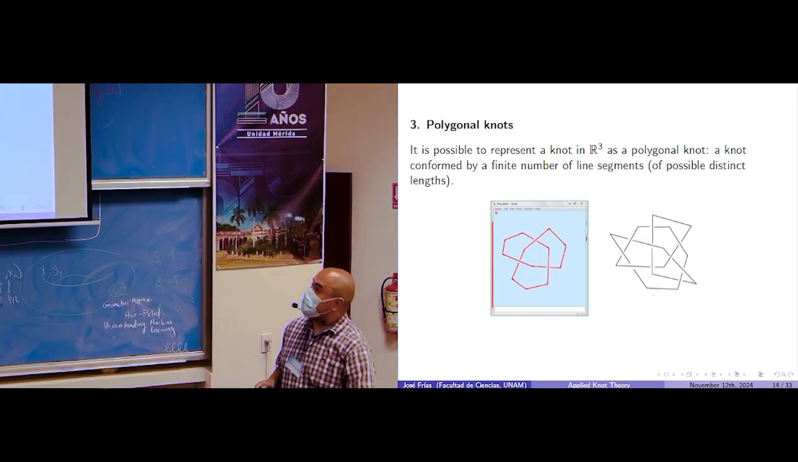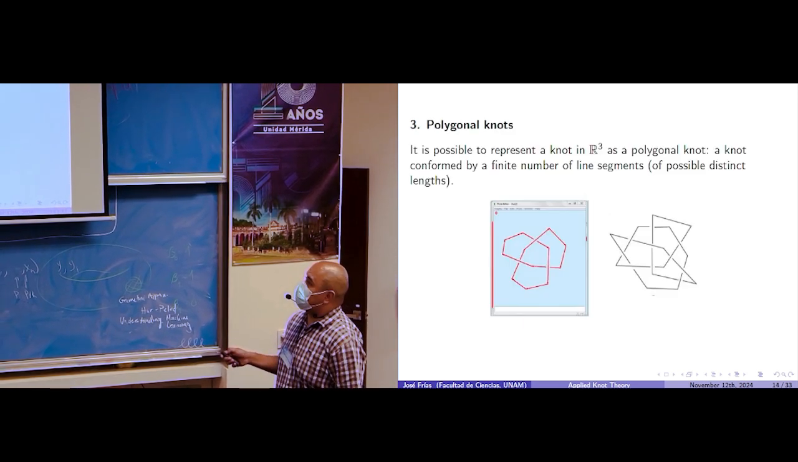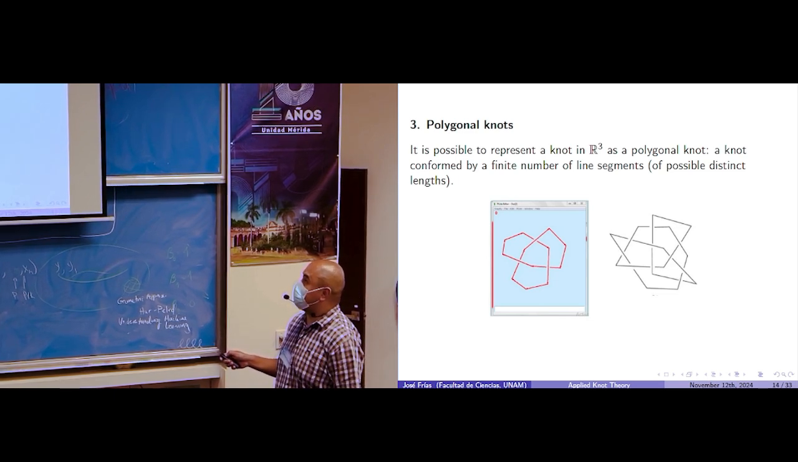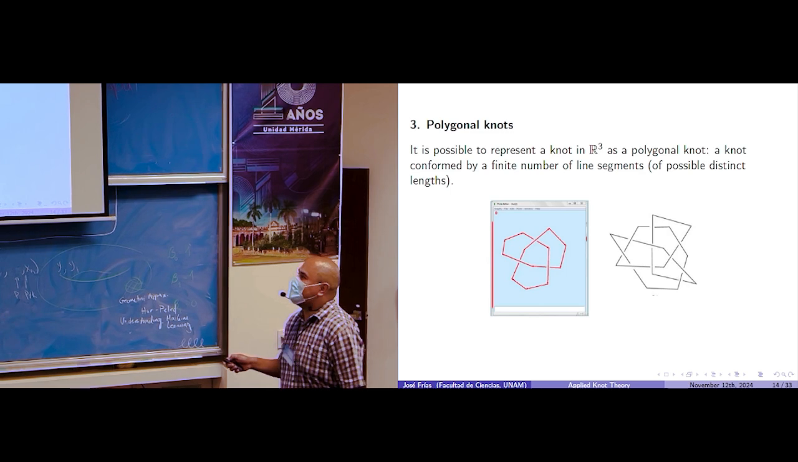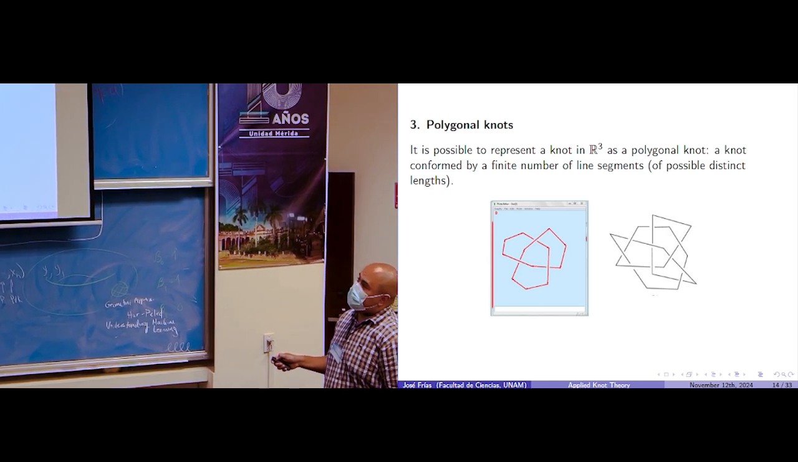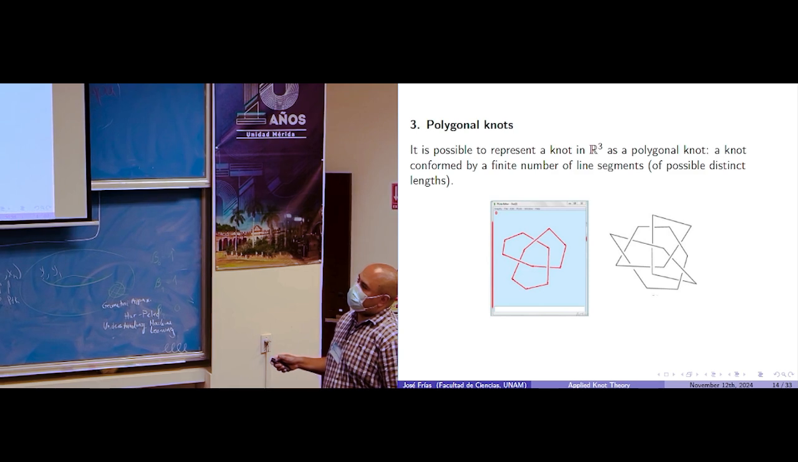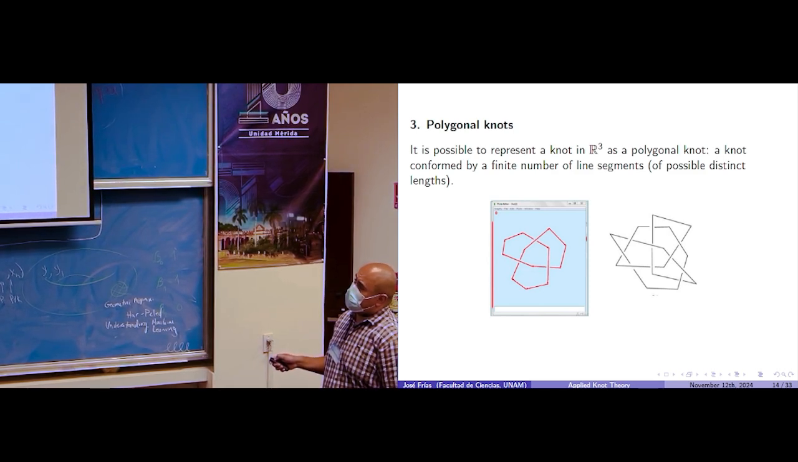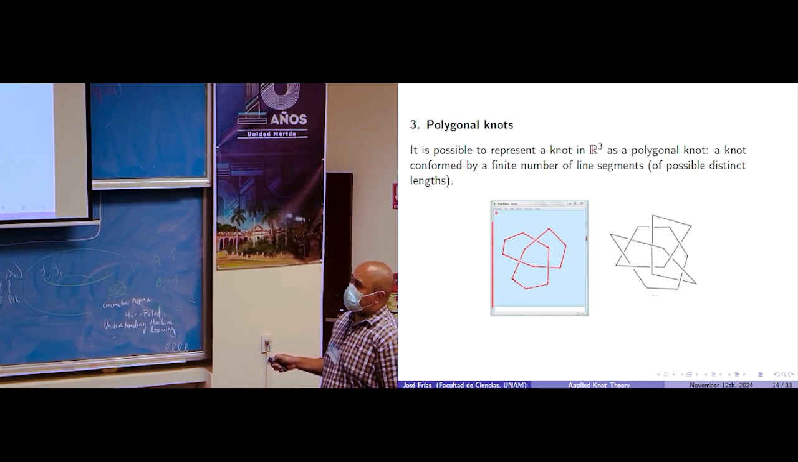Finally, the polygonal knots. So I think it's clear what a polygonal knot is. It's just, instead of having a smooth knot, you put your knot in a position in which you have a finite number of line segments, right?